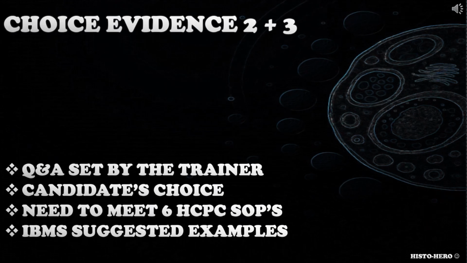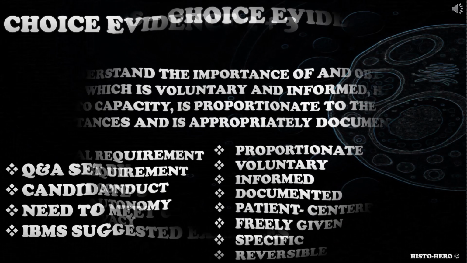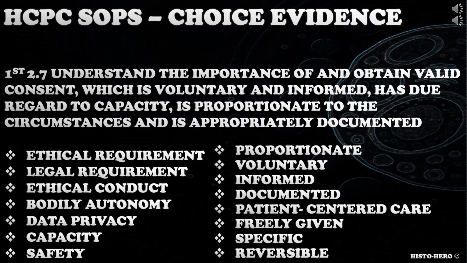So now that we have finished with the mandatory evidence, let's have a look at the choice evidence 2 and 3, which are candidate's choice and Q&A set by the trainer. They both together have to meet 6 HCPC standards. As the trainer, you need to set some tasks or questions for the candidate to complete that would allow them to meet the standards. If you download the module descriptors for the portfolio from the IBMS website, you will find some example evidence suggested by the IBMS, which is very handy. These are the HCPC standards that have to be met by those two pieces of choice evidence.